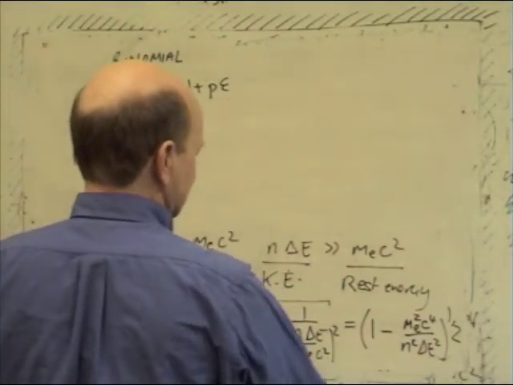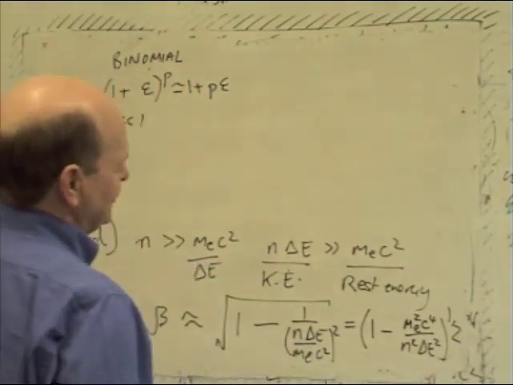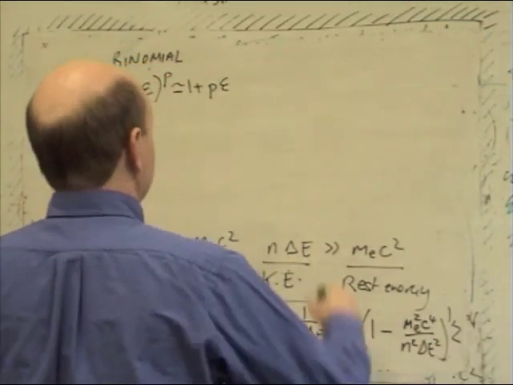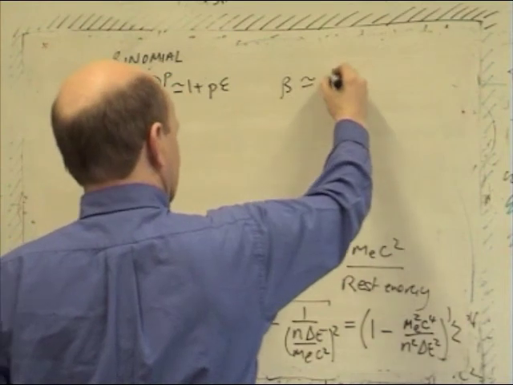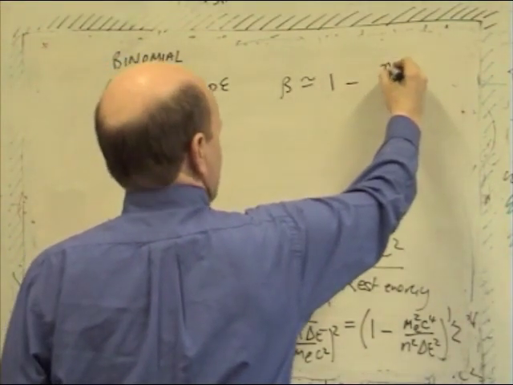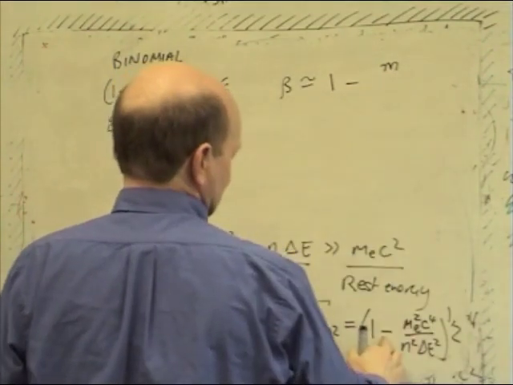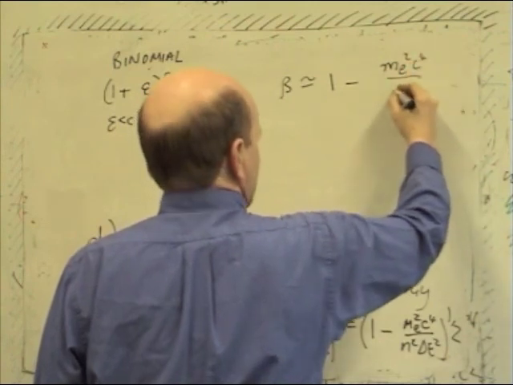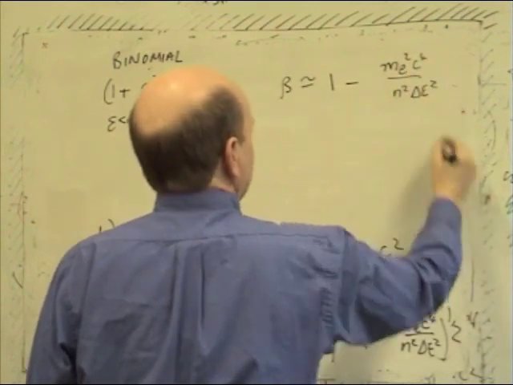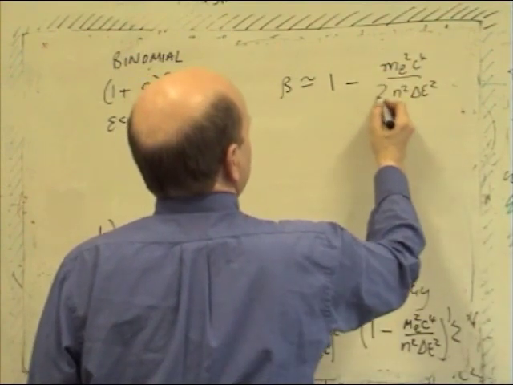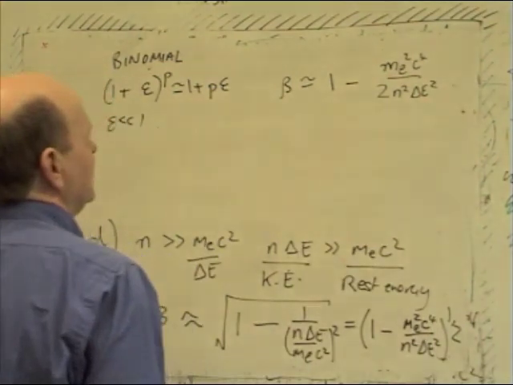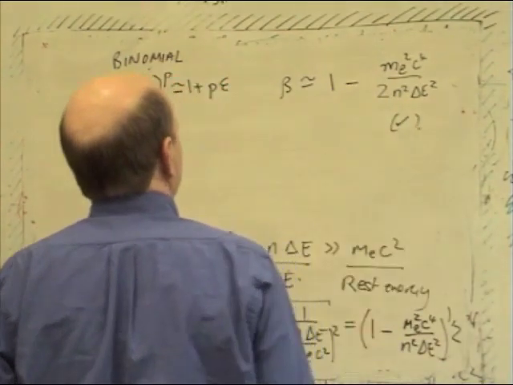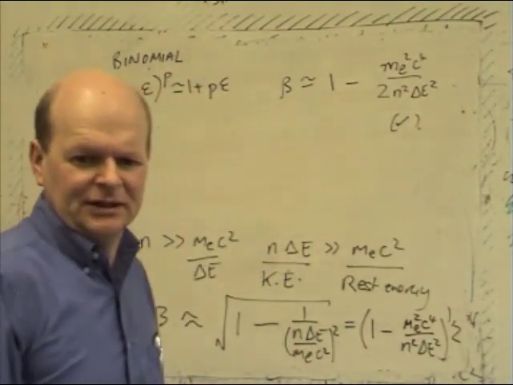We apply that here, the epsilon is minus m squared c to the 4th over n squared delta E squared, and the p, the power, is 1/2. So we can write that beta is approximately 1 minus, the minus sign is carried over because the small parameter includes the minus sign, don't forget that, m squared c to the 4th over n squared delta E squared, and then the half comes down and multiplies the small quantity, so you get a 2 down here. So beta is approximately 1 minus m squared c to the 4th over 2n squared delta E squared, and that's what you were asked for in the question. So that's the end of part D and the end of question 5.